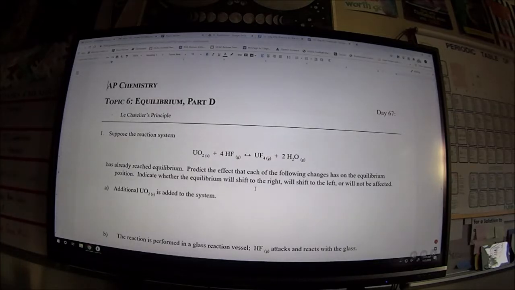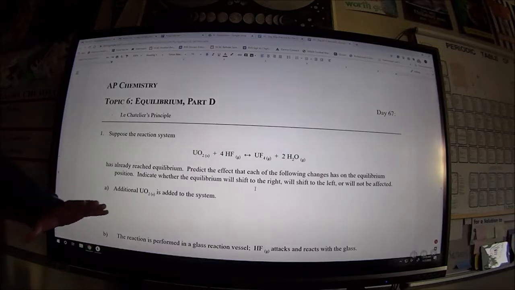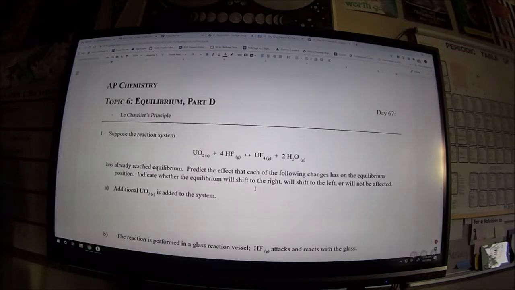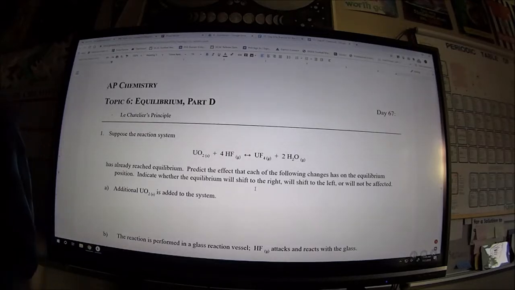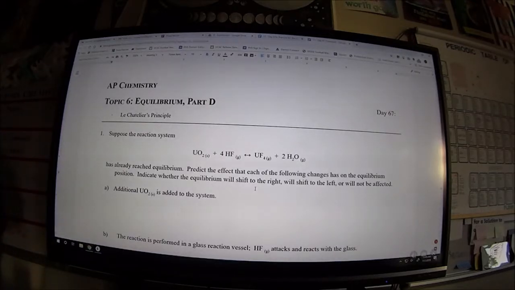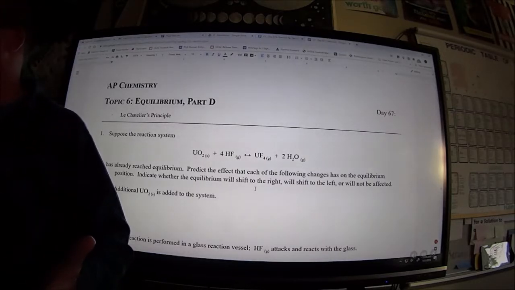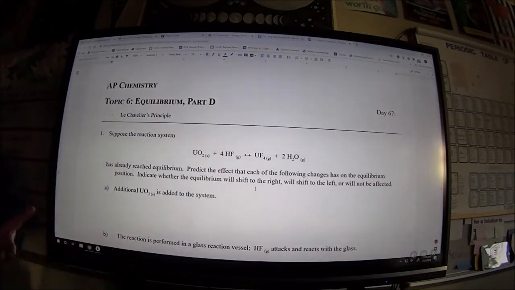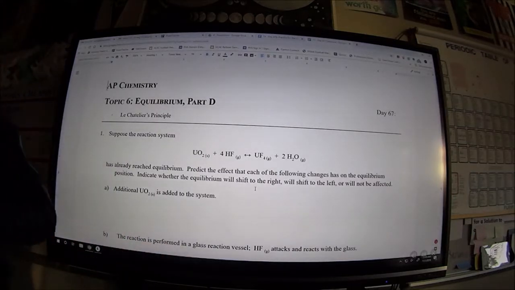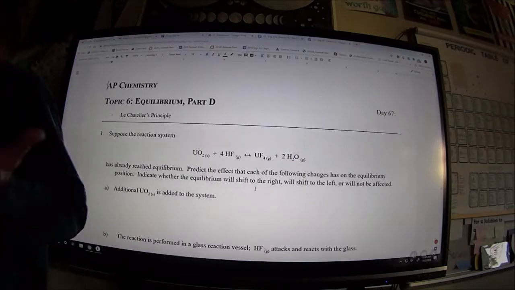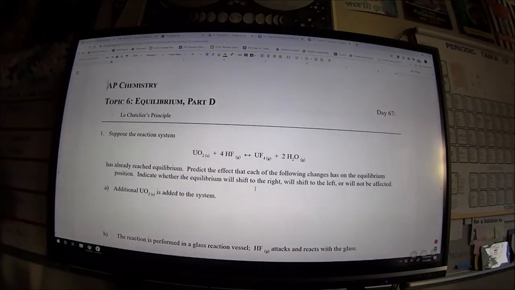All right, so today we're talking about Le Chatelier. Le Chatelier has a lot of things going on. However, it's really important to know what Le Chatelier's principle is all about. First and foremost, is the reaction at equilibrium? Yes, it has to be at equilibrium. If it's not at equilibrium, any of these things that we do to it, good luck. You're not going to be able to figure it out.